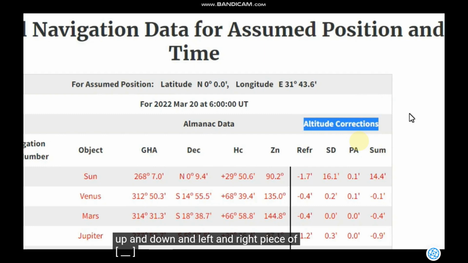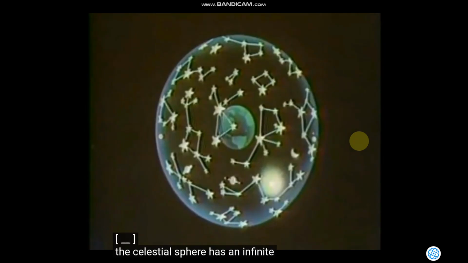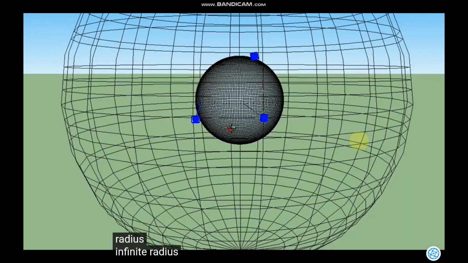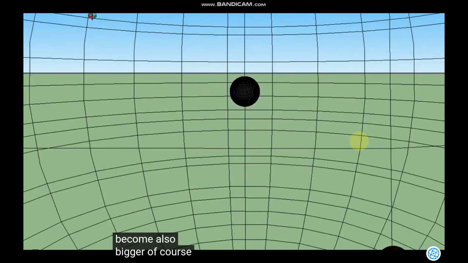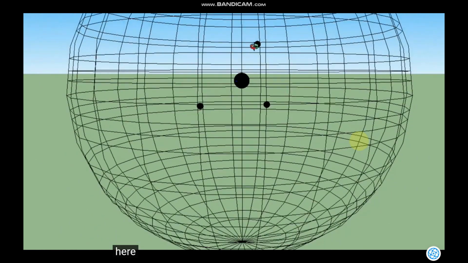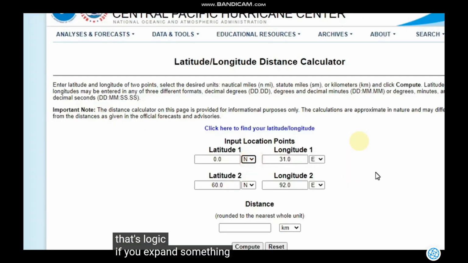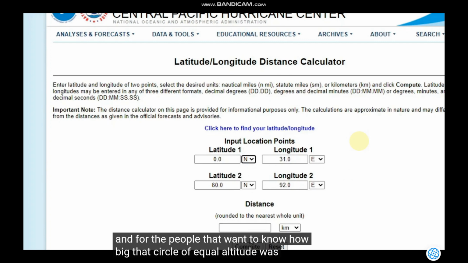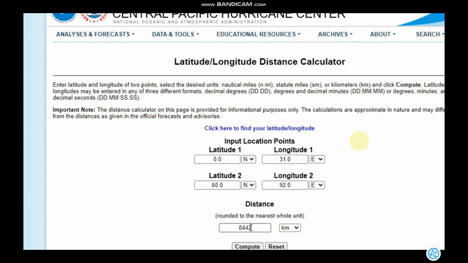The celestial sphere has an infinite radius. Infinite radius. If I expand it, then the distances between those suns become bigger also, of course. Here, bigger distances. That's logic, if you expand something. And for the people that want to know how big that circle of equal altitude was, that was 8,400 kilometers.